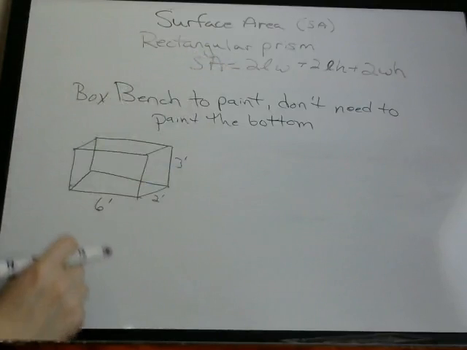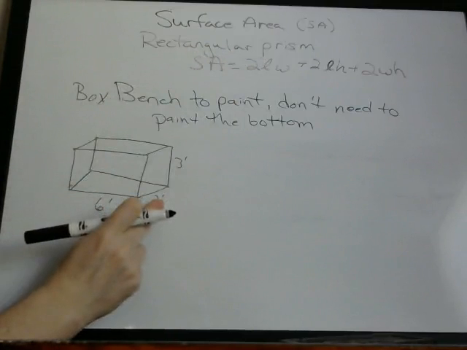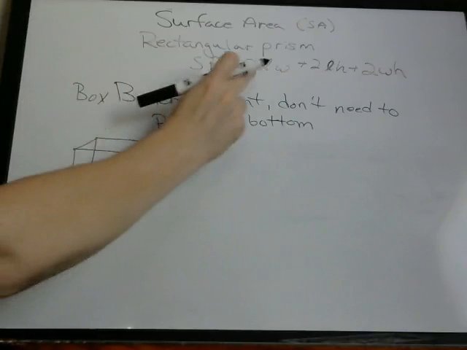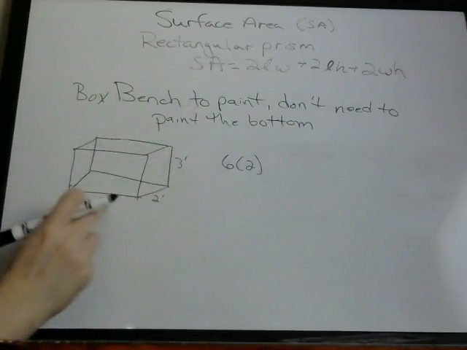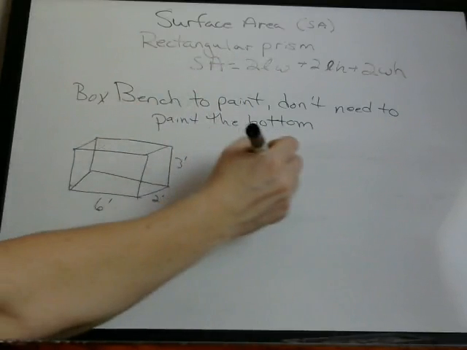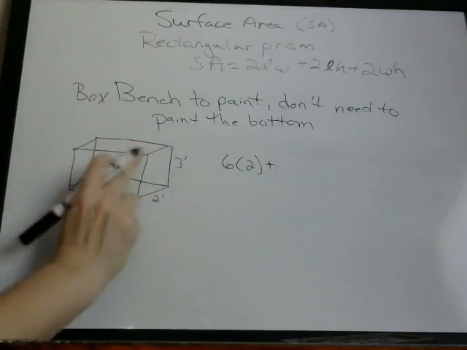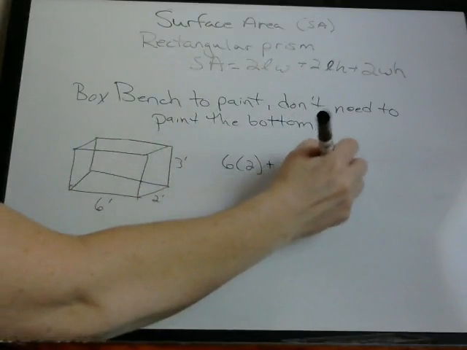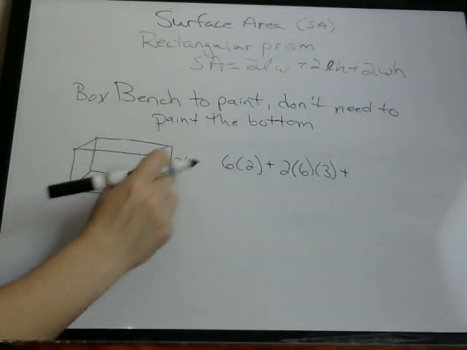So if we go here, it says 2 times length times width. So here's the length, here's the width. But we don't need both the top and the bottom because we don't need to paint the bottom. So we don't need 2 of them, we just need 1 of them. So it would be length times width. That's going to cover the top part of this bench. Then we do need 2 of the length times the height because we need the front and the back. And we're going to paint both of the sides. So 2 times width times height.